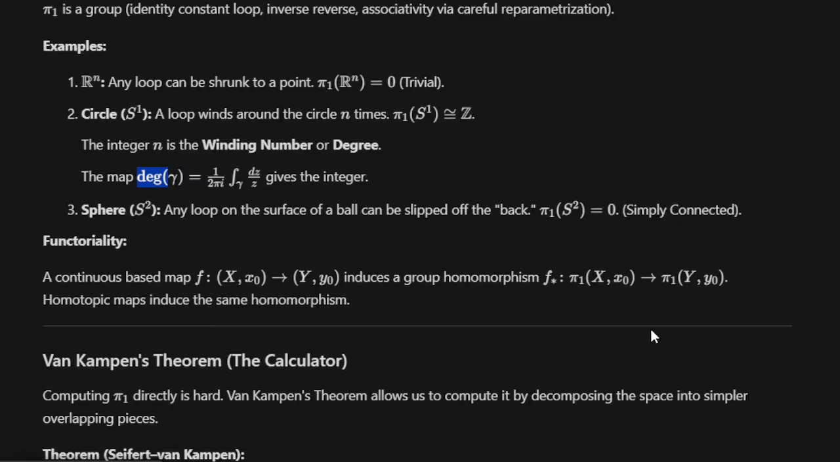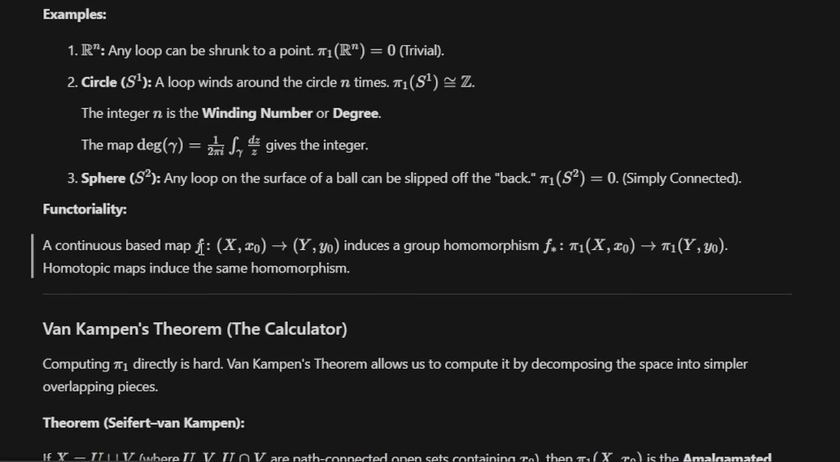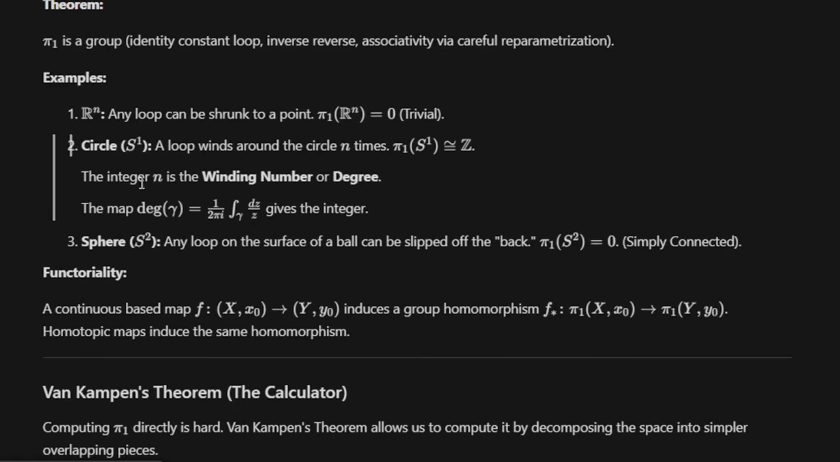But yeah, so now we have something that allows us to have a nicely defined functionality, right? A continuous base-point-preserving map from some topological space with a base point to another topological space with another base point gives us something called a group homomorphism. So this implies that homotopic maps between things induce the same homomorphism.